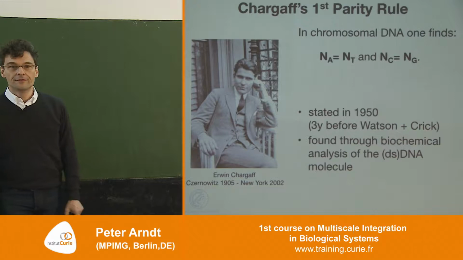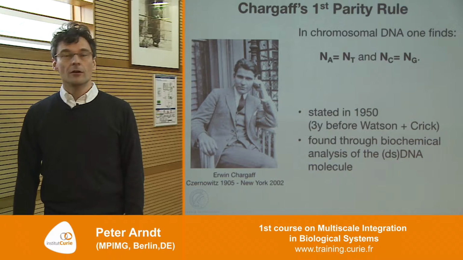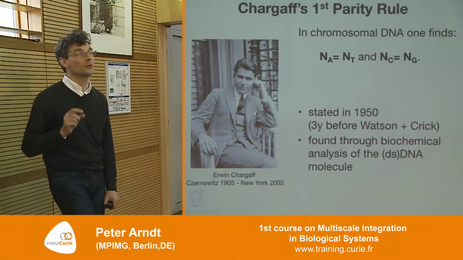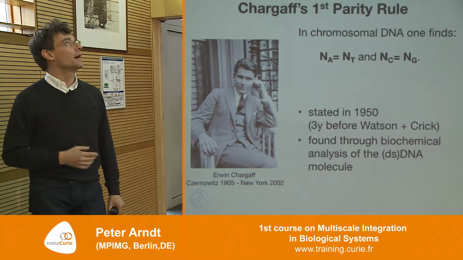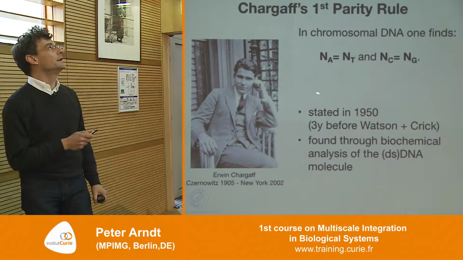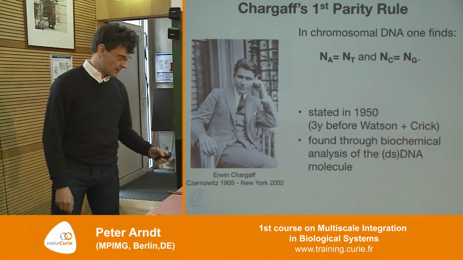The first biochemical analyses were done by some people, and Chargaff is one of the first ones. He coined what is now known as Chargaff's first parity rule. He took the DNA molecule, and by that time it was actually not known that it was double-stranded. He showed that there are nucleotides in there, and he proposed that in this molecule you have equal amounts of A's and T's and C's and G's. He stated this 3 years before Watson and Crick found the structure of this molecule.